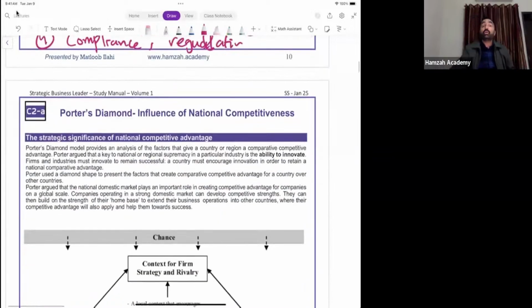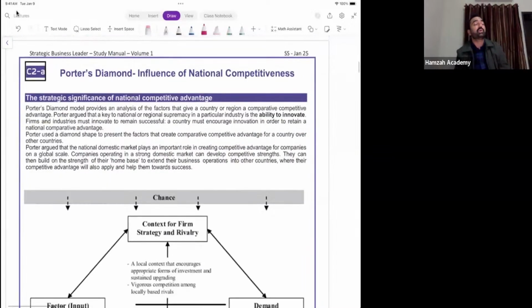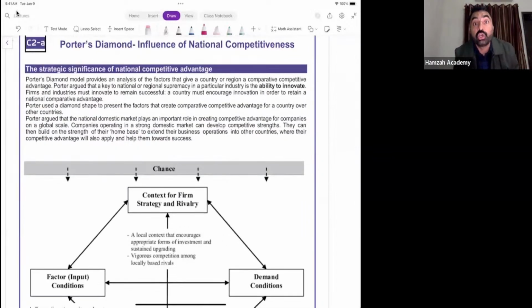Okay, now after all this discussion, very interesting discussion about how external factors affect strategy of the organization, now we are going to land on a new topic. And this topic is called Porter Diamond, influence of national competitiveness. What is this model about? This model is about how to achieve competitive advantage in a market. Very interesting model this is.